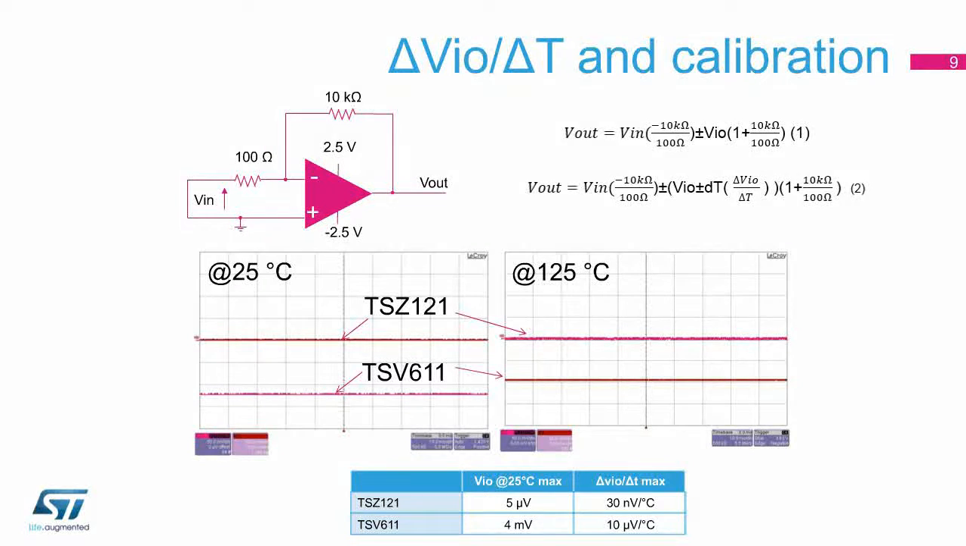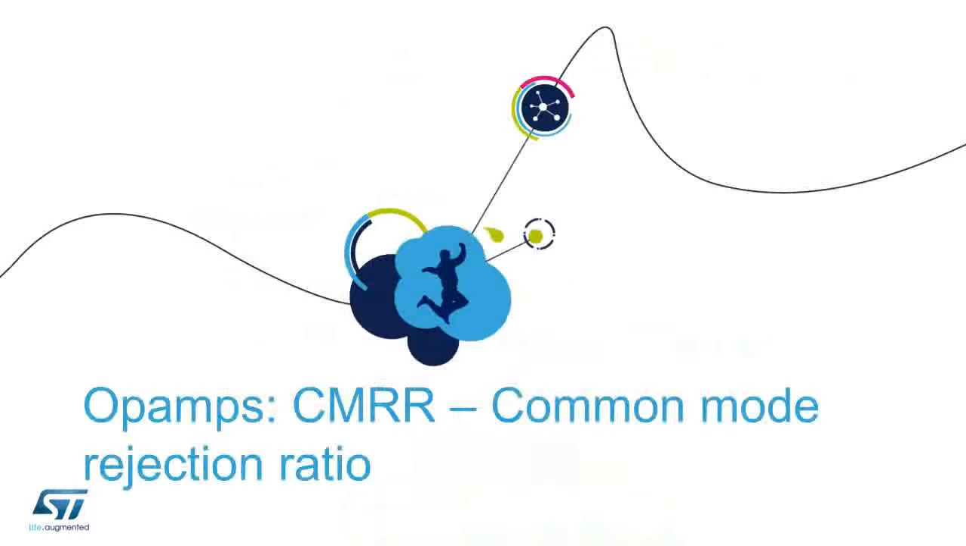That means when using the TSV611, a calibration also must be made on the temperature at the manufacturing level, which is very costly. By using the TSZ121, which is a zero drift amplifier, we don't necessarily need this calibration phase as the VIO stays very low, even with a large temperature variation, because it exhibits a ΔVio per delta T of 30 nanovolts per degree Celsius. So when the temperature increases by 100 degrees Celsius, the VIO will vary within a range of 3 microvolts.